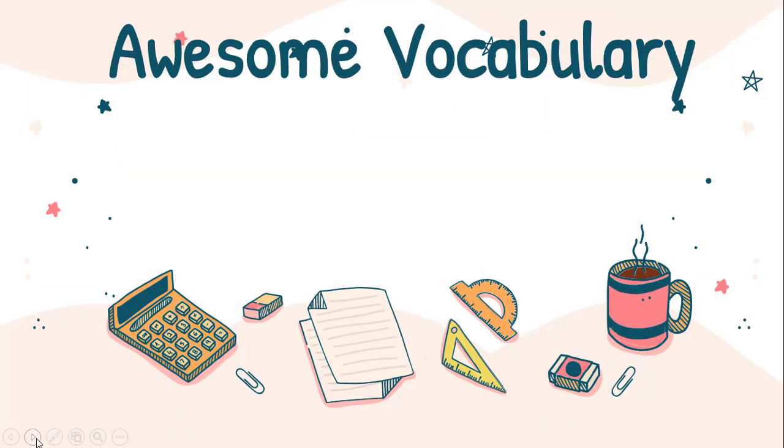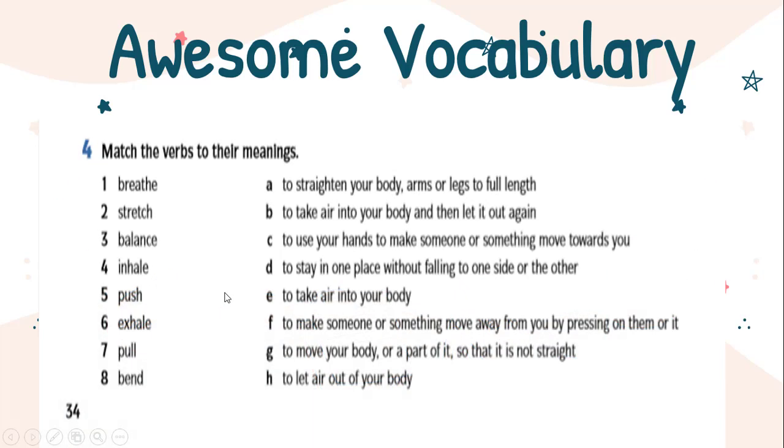Okay, here comes another exercise that you must do in your exercise book. You have to match the verbs to their meanings. We have 8 verbs on your left hand side with their meanings on your right hand side. So we have the word breathe, stretch, balance, inhale, push, exhale, pull, and bend. Okay, the meaning will have to strengthen your body, arms or legs to full length, to take air into your body and then let it out again.